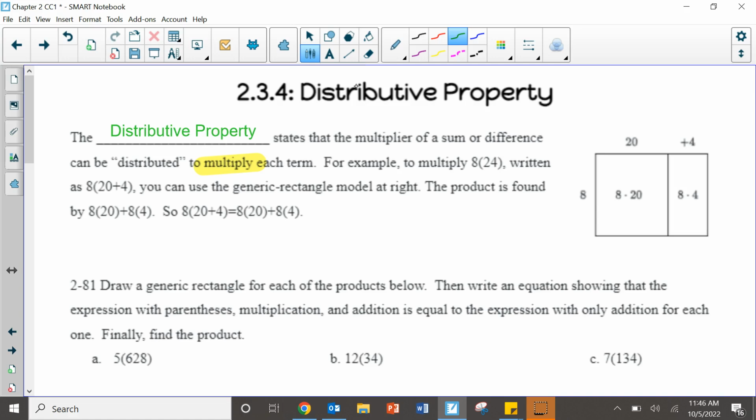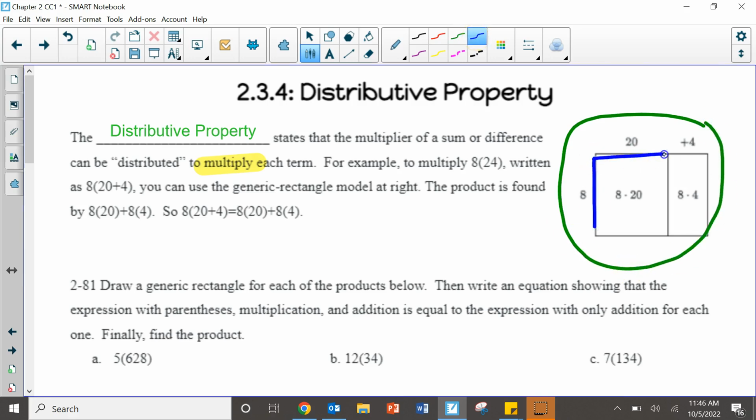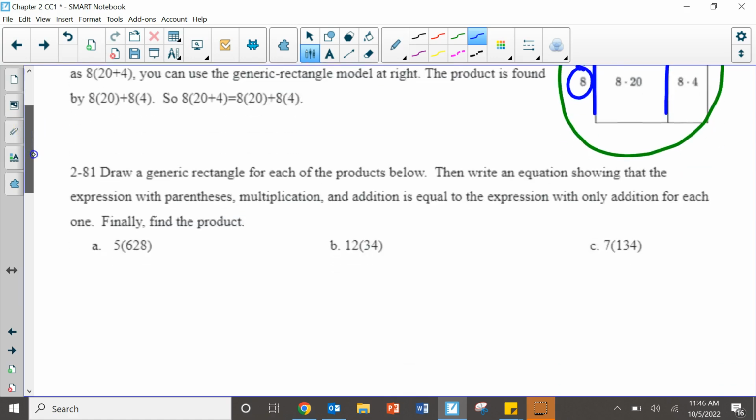Then we can find the product of each one, saying, okay, 8 times 20 and 8 times 4, adding those up, and that gives us our answer, just like we do here with the generic rectangle. Okay, we did our 8 times 20 and our 8 times 4. We distributed the 8 to both parts, the 20 and the 4. So that is what you are going to do.